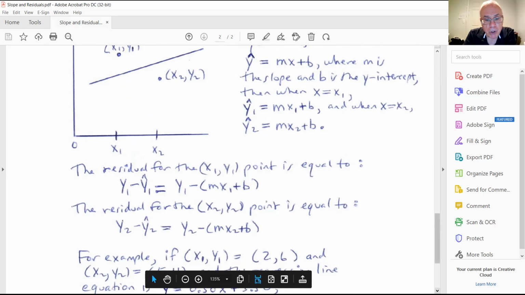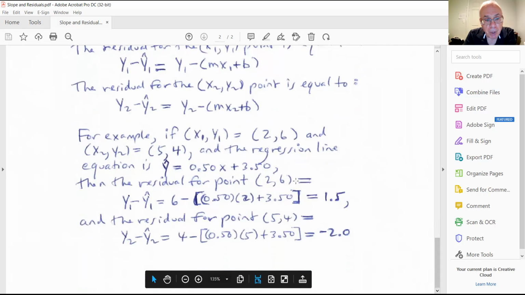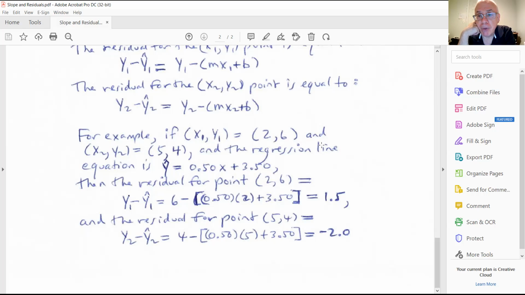Now, this is where I want to show you something very important. I want to show you how to calculate the residual, in case that's a question on the test. So let's actually put some numbers in. For example, if x1, y1 is 2, 6, that's x is equal to 2 and y is 6. And the second point x2, y2 is 5, 4, where x2 is 5 and y2 is 4. Suppose the regression line is y hat is equal to 0.5x plus 3.5. 0.5 is your slope, 3.5 is your y-intercept.